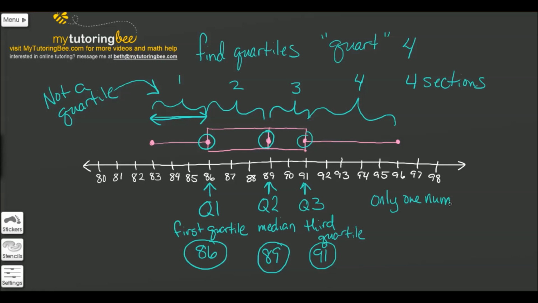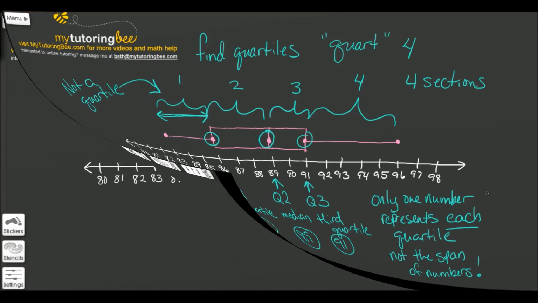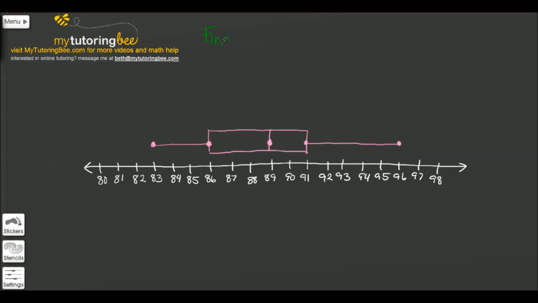So again, I just want to reiterate that it's only one number that represents the quartiles, and it is not the span of numbers in between, like the lowest and the highest. That is something that trips people up a lot. Okay, so let's go on to our next section.